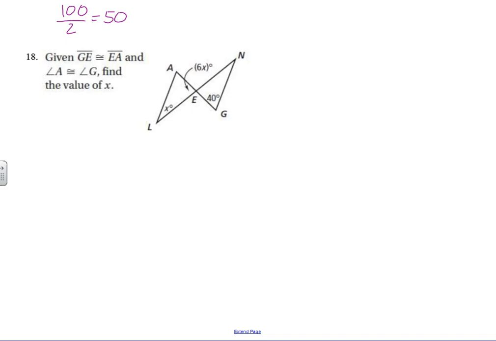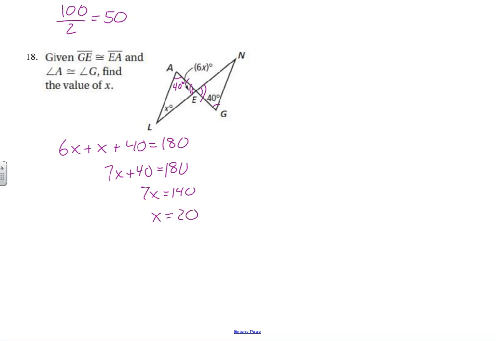All right, number 18, GE is the same as EA, and angle A is congruent to angle G. Okay, and then obviously we have vertical angles going on here. The triangles are congruent. So this angle over here would be 40 degrees because we're told that. So find the value of x. Well, 6x plus 40 equals 180. Triangle sum theorem, angle sum theorem. So 7x plus 40 equals 180. 7x equals 140. Divide by 7, x equals 20.